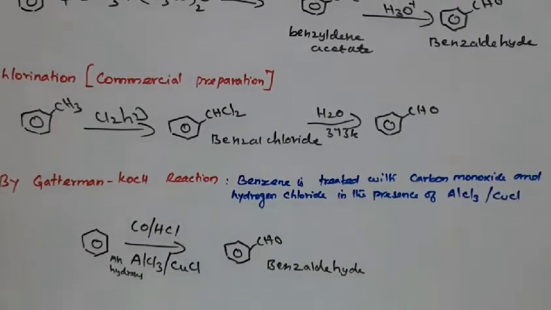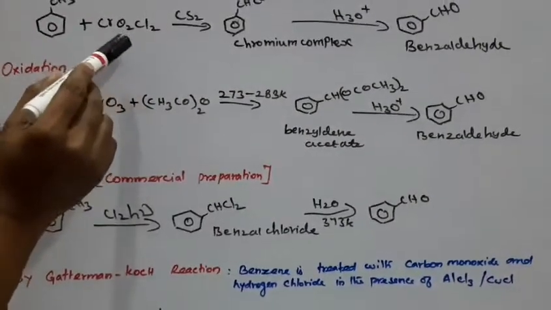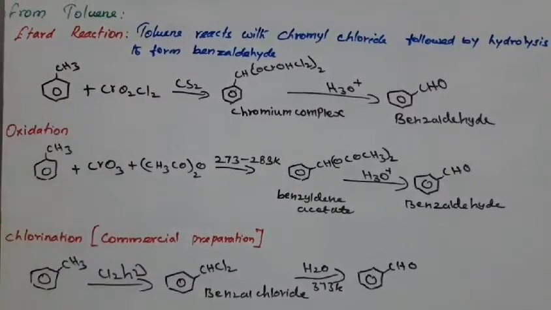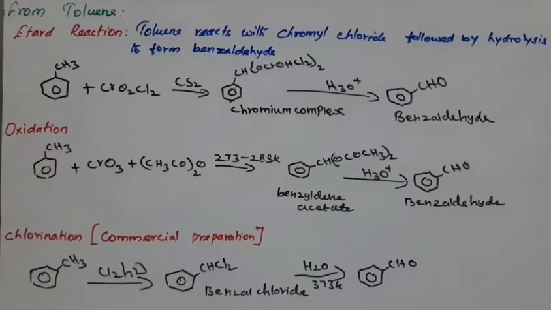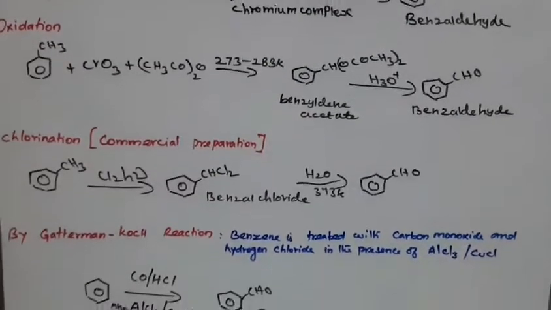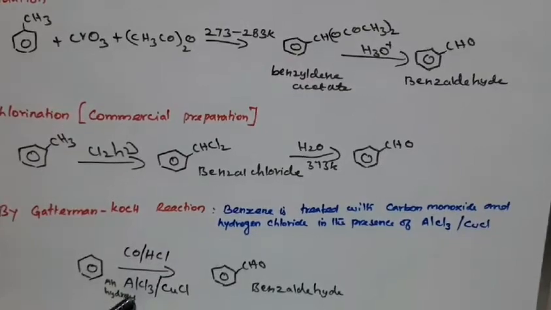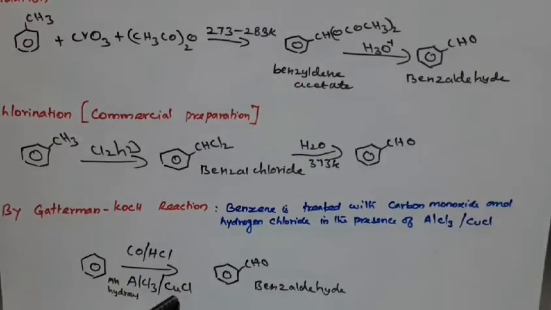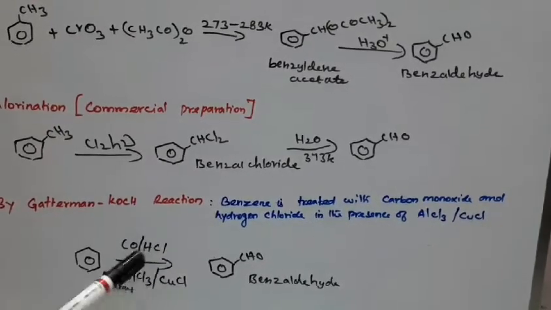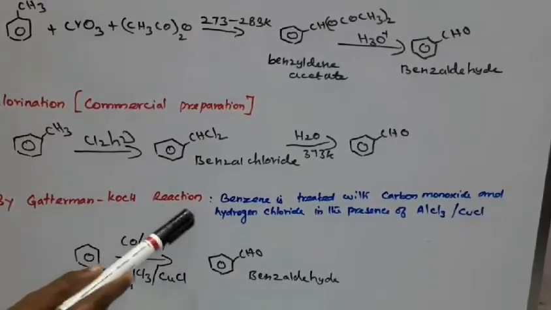Okay, students, you must study all the reagents. When you know the reagents, then it is easy. This is the Etard reaction, this is the Stephen reaction, and this is the Gattermann-Koch reaction. What is the reagent for the Gattermann-Koch reaction? CO in the presence of hydrogen chloride and a catalyst like anhydrous AlCl3 and cuprous chloride. Benzene treated with this reagent gives the aromatic aldehyde. That is called the Gattermann-Koch reaction.